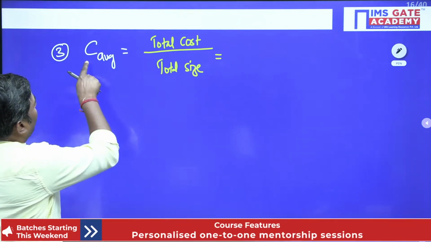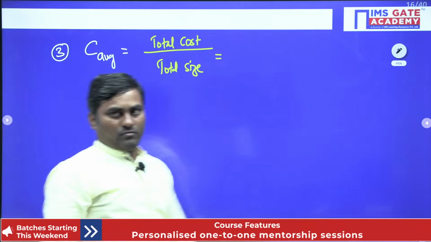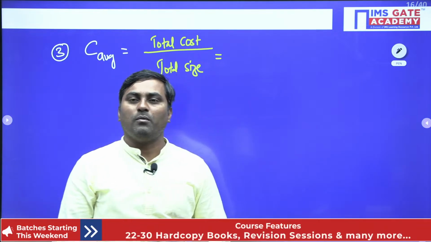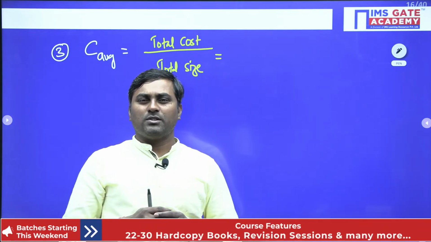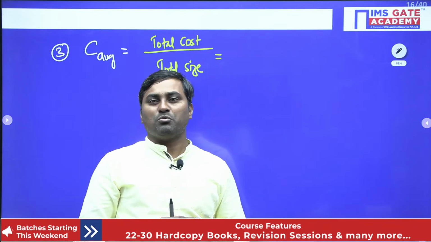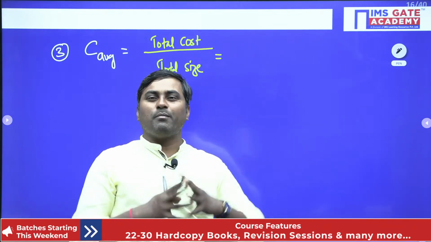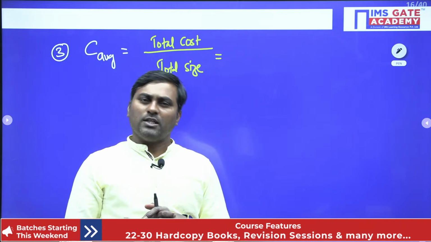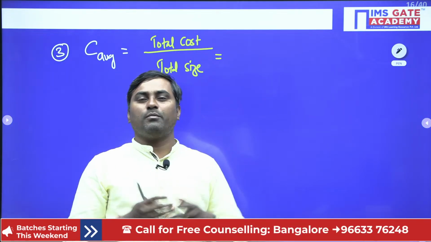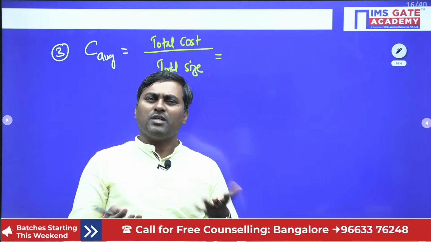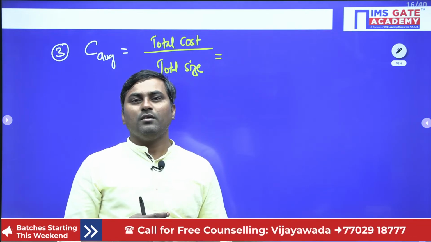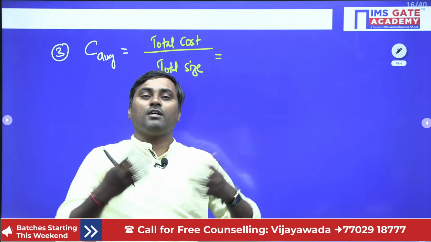What if I want to know the average cost per bit or cost per byte of a 2-level memory system? I cannot simply write C1 plus C2. The reason is that, with main memory and secondary memory, the cost per bit is different, because secondary memories are cheaper and main memories are costlier.